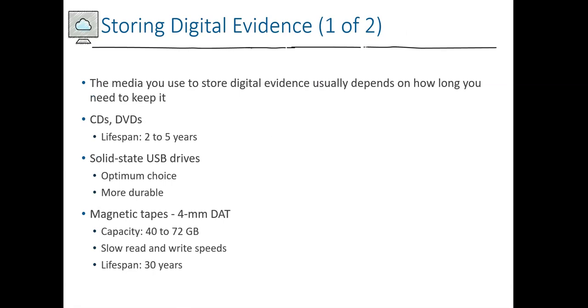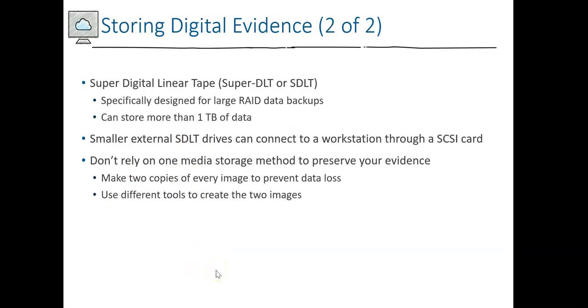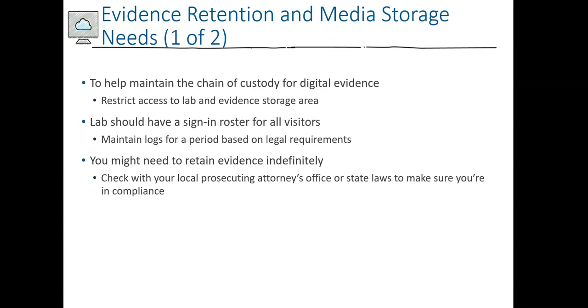Storing the evidence could be on CDs and DVDs, USB, magnetic tape, et cetera, Super Digital Linear Tape, SDLT, or smaller external media. Don't rely on one media storage method. Make two copies of every image you preserve. Image means the copy. When you obtain the data from the suspect computers, we call it an image. We have an image as evidence.